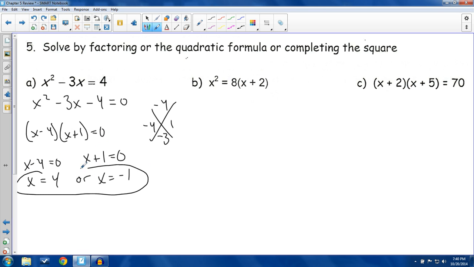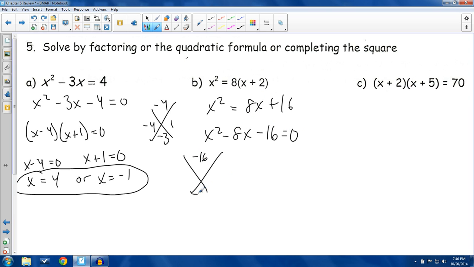I won't do this by completing the square and quadratic formula. I'll only do it if necessary. So let's check out these other ones. All right, part B, x squared equals 8x plus 16. I've distributed. Subtract: x squared minus 8x minus 16 equals 0. Factorable? See, negative 16, no, not negative 4, negative 4. Okay, not factorable. Let's do this one by completing the square.